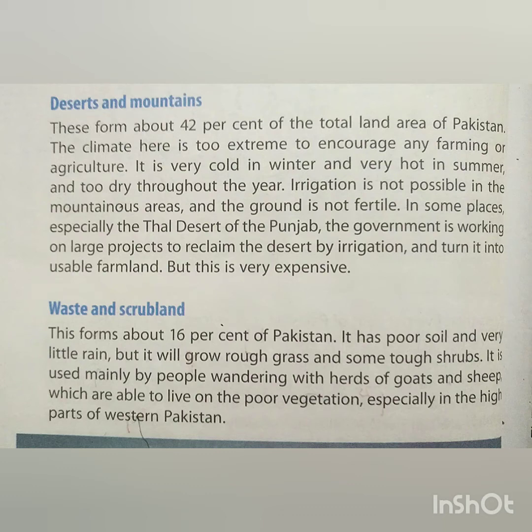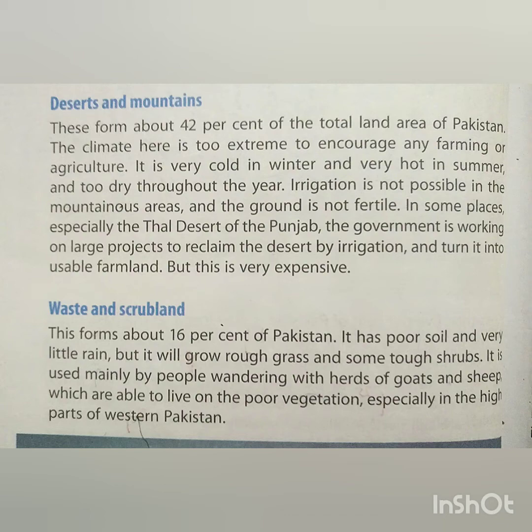But in the Thal Desert of Pakistan, or of the Punjab, the government is trying to irrigate the desert and turn it into usable farmland. But this procedure is very expensive, as many different kinds of machinery and tools are used for this purpose. Now, if we talk about the waste and scrubland, it covers 16% of the area in Pakistan.